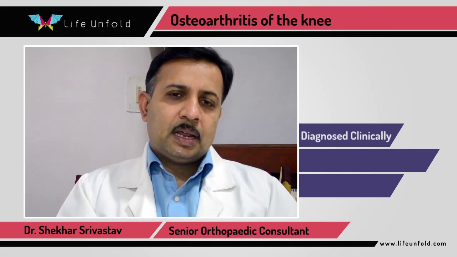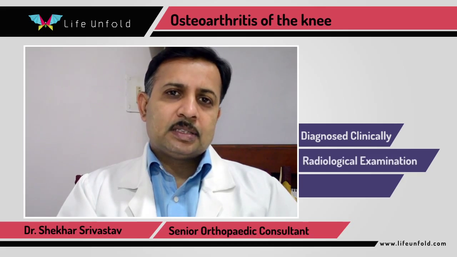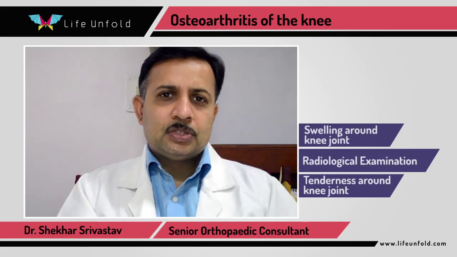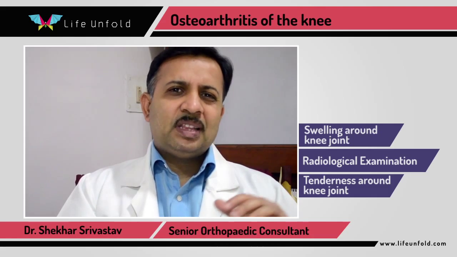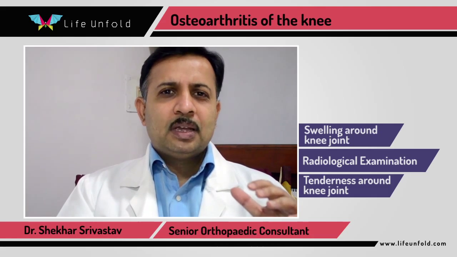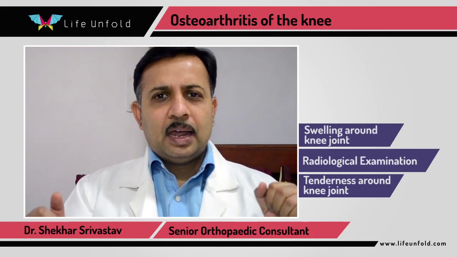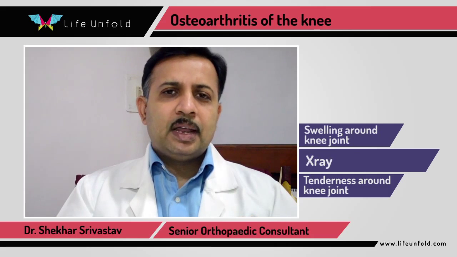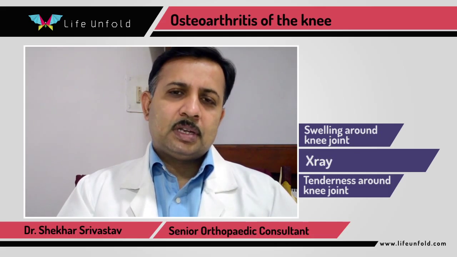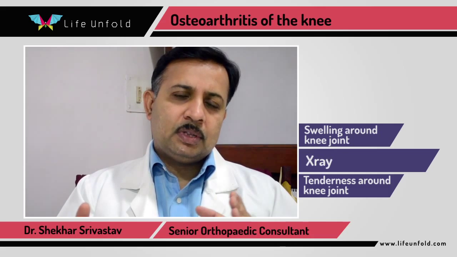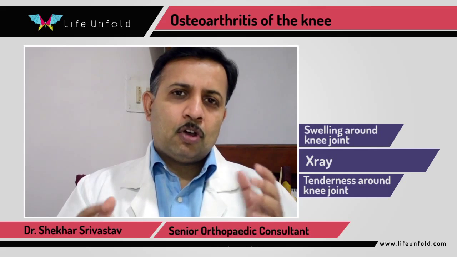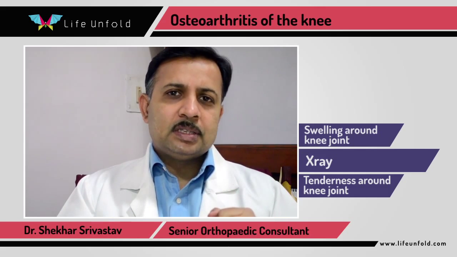We first make the diagnosis on clinical aspects and some examination, such as radiological examination. Clinically, you will find tenderness around the knee joint. There will be swelling around the knee joint. When you move the knee joint, you will feel that it is not moving smoothly, but there is some crepitus while moving, and there will be tenderness around the knee joint. Then we send the patient for x-rays. On x-rays, osteoarthritis becomes quite clear. The x-rays will show that there is some bony overgrowth, and the normal structure, normal architecture of the knee is deformed.